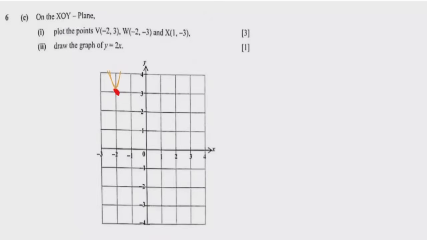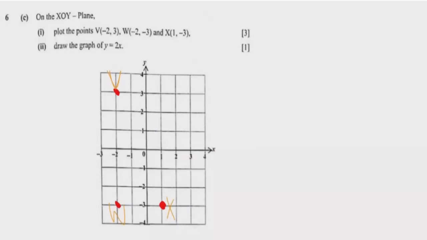Then we come to W, which is (-2, -3). So the point (-2, -3) is here, and that point is called W. Then we come to X, which is (1, -3). That point is here, and we call it X. Now once we've plotted those points, we have answered question 1 completely.